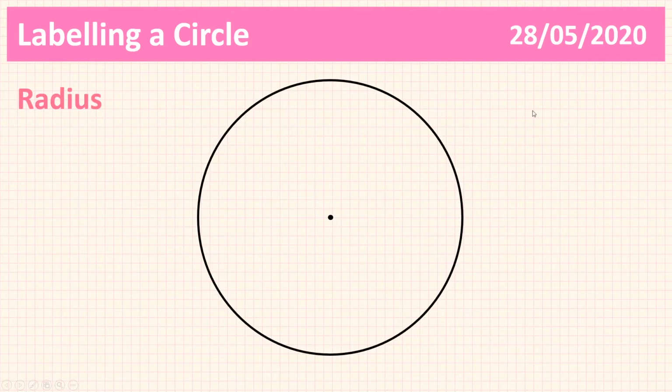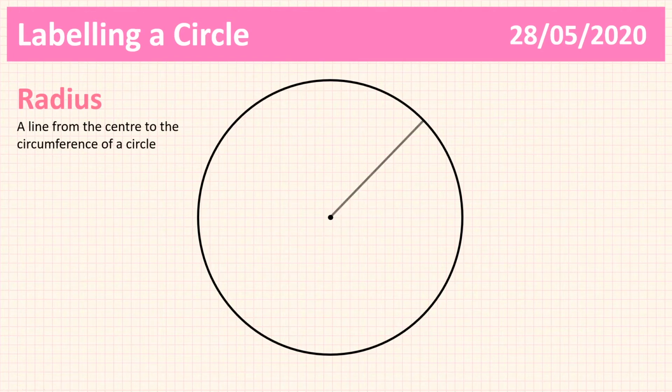Now we're going to move on. The radius. The radius is a line from the center to the circumference of a circle. So here's one radius, here's another radius, here's a third radius. It's just a line that goes from the center of the circle to the circumference. That's what the radius is.